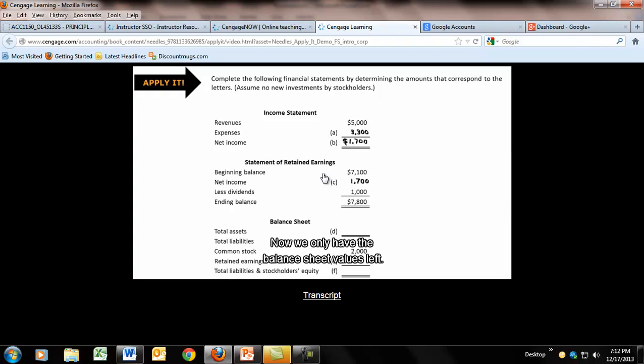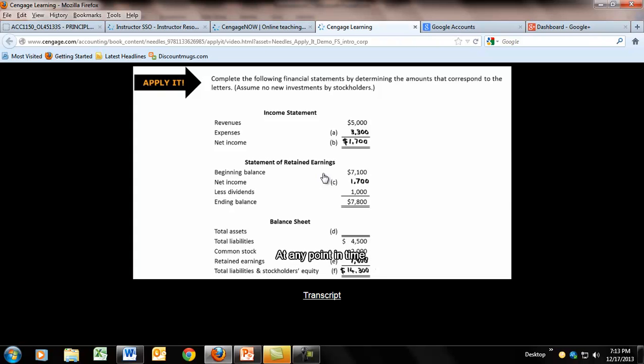Now we only have the balance sheet values left. Retained earnings will be the same as the ending balance from the statement of retained earnings of $7,800. Common stock and retained earnings are stockholders' equity accounts. By adding $4,500 of total liabilities, $2,000 of common stock, and $7,800 of retained earnings, total liabilities and stockholders' equity is $14,300.